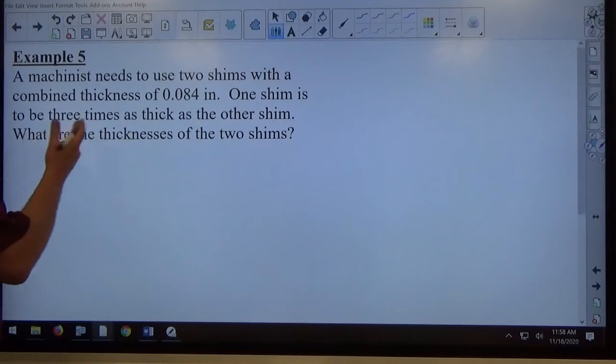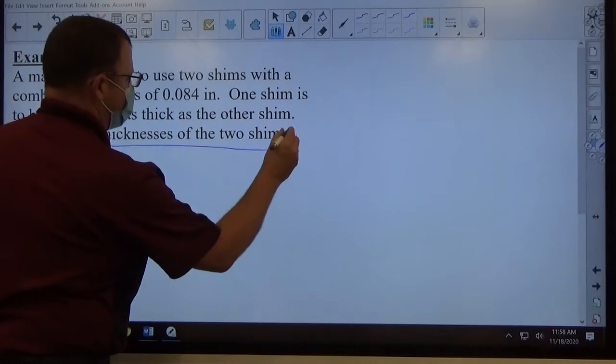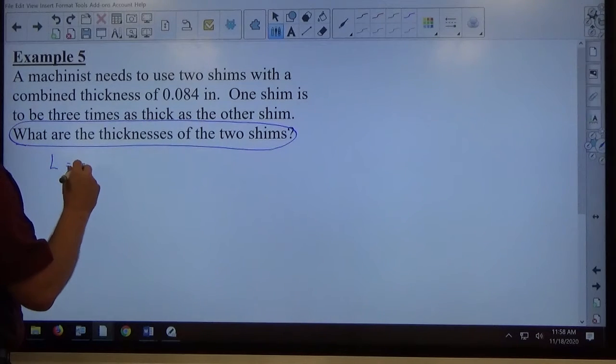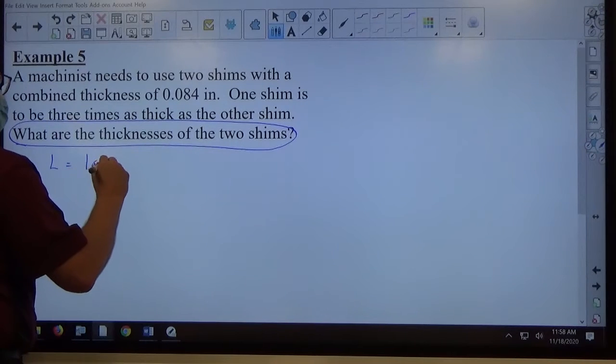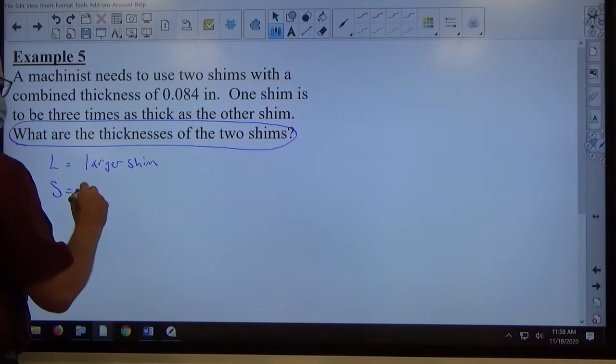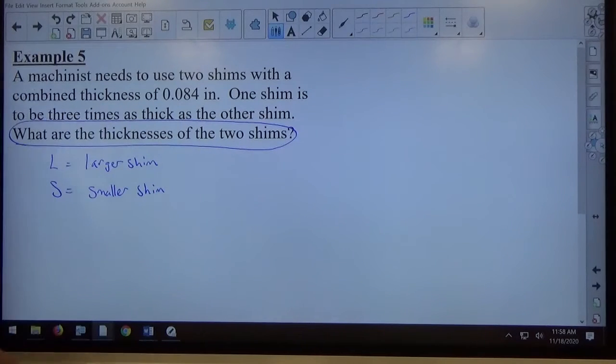So I want to establish some variables to represent what it is I don't know. So when it says what are the thicknesses of the two shims, I'm going to go L is the thickness of the larger shim. And let's go with S is the thickness of the smaller shim. X and Y works also. Just whatever variables you're going to choose to use within your problem, make sure you identify what those variables mean so that as you work through the problem, you have an understanding of what those equations mean.